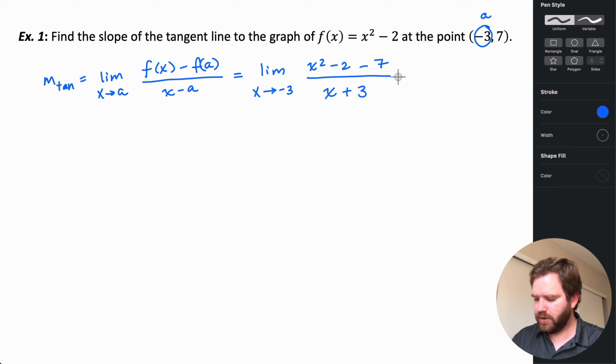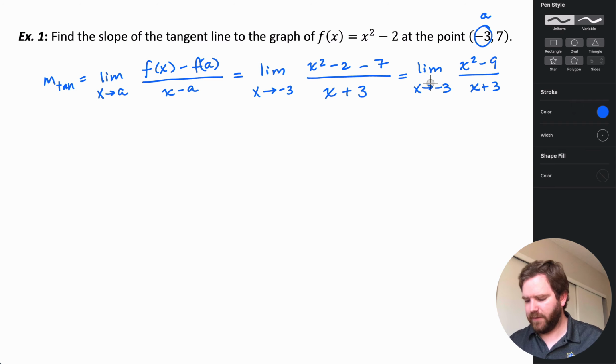Simplifying the numerator, we get the limit as x approaches negative 3 of x squared minus 9, all divided by x plus 3. Now, if I try to plug in negative 3 here, that's going to give me a problem. I'm going to get 0 over 0, which we know is indeterminate form. So using what we know from the last chapter in evaluating limits, we can simplify this.